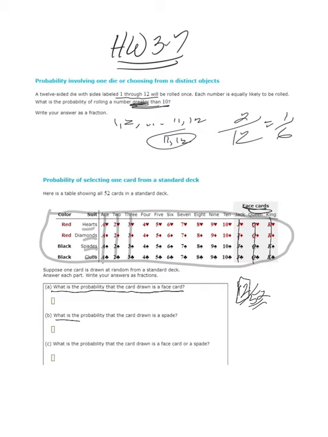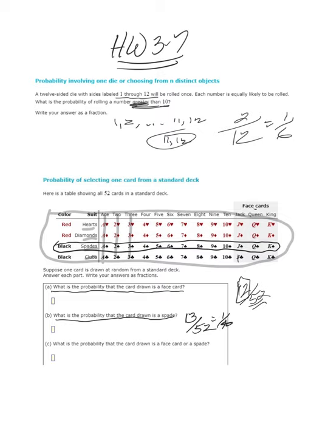What is the probability that a card drawn is a spade? All right, well, we got to figure out, how many spades are there? Here are the spades. Looks like there's 13 of them. So you'd have 13 out of the 52 cards. That's my probability of getting a spade. I could reduce it. If I did, I'd drop it down to 1/4.